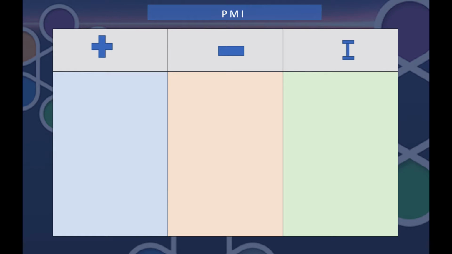Please pause the video and take a minute to draw your chart. Now, you will use this chart throughout this video, and when you hear a point that resonates, then write that point down and make sure to record it in the respective columns.